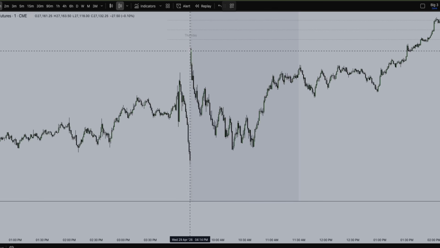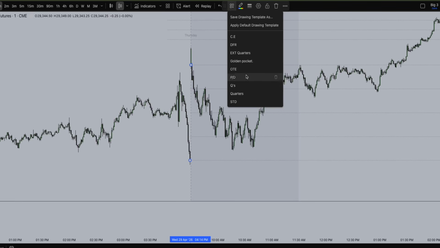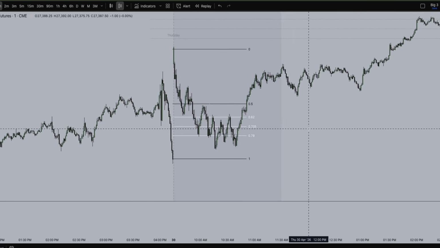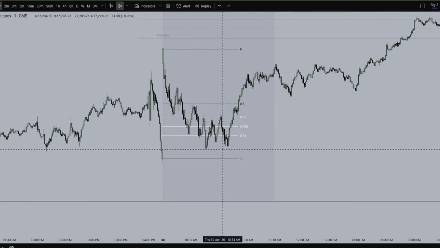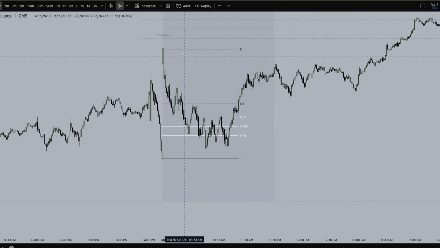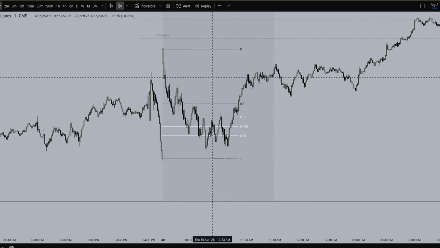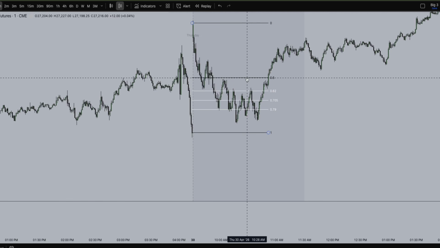Here's another example, like opening was here, close was here. OTE, SMT, possibly at the bottom one of these, catch the reversal, and you would have had to wait out because it only hit premium before it started. But this is what I'm saying.